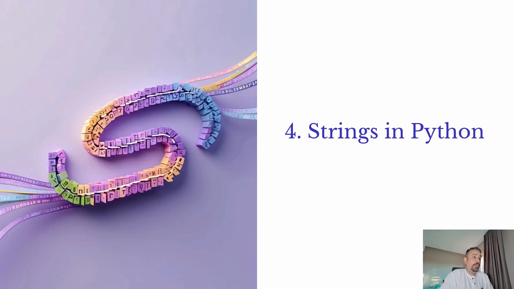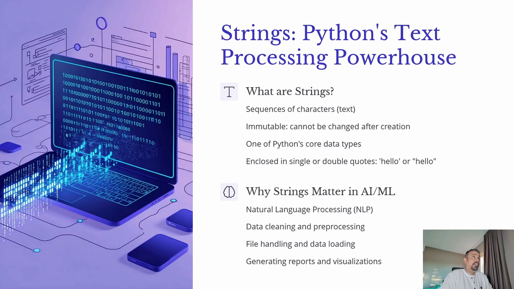Welcome to our fourth video in the Python for Artificial Intelligence and Machine Learning series. Today we are exploring strings, Python's way of handling text data. So let's understand what strings are. A string in Python is a sequence of characters, letters, numbers, symbols, or spaces. One important thing to know, strings are immutable. You can't change them directly. Any modification creates a new string.